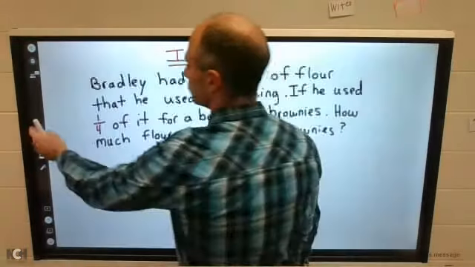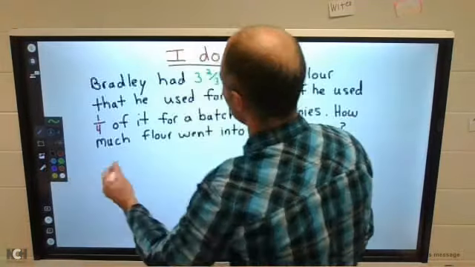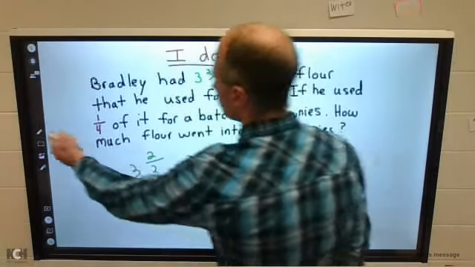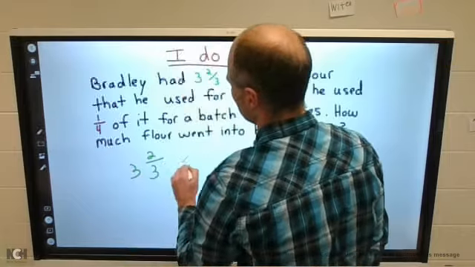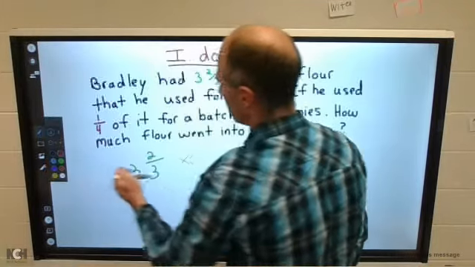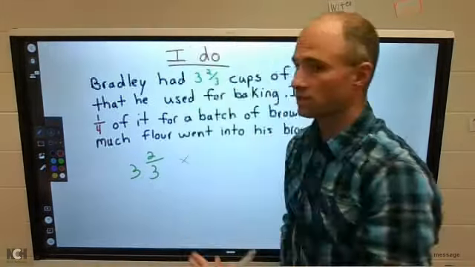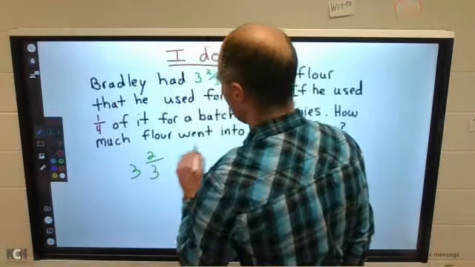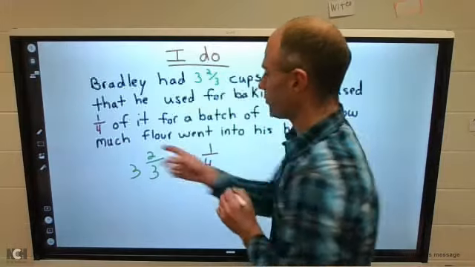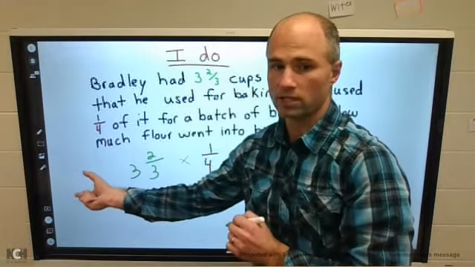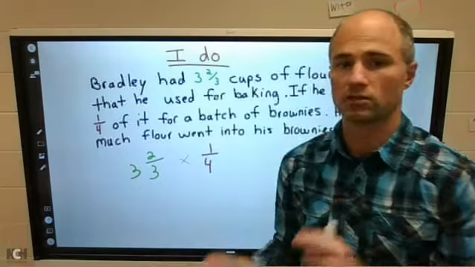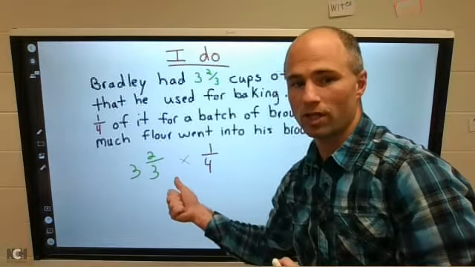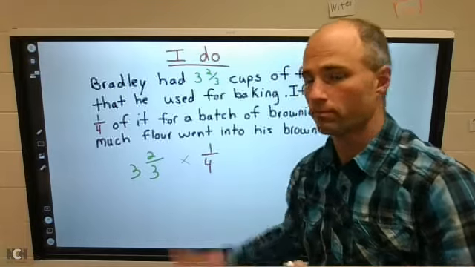So I'm going to have my 3 2/3 times it by 1/4. So I want to find out, or I could say 1/4 of. So I could put the 1/4 here, or I could put the 1/4 on the other side of the mixed number. Because really what I'm asking is, what is 1/4 of this? And we all know that the multiplication symbol means of here.